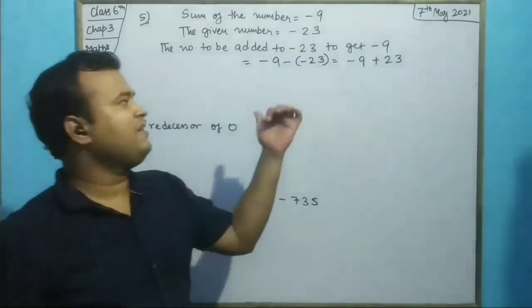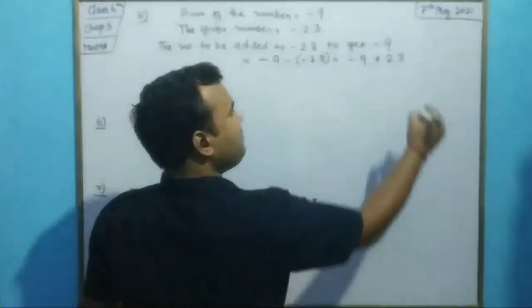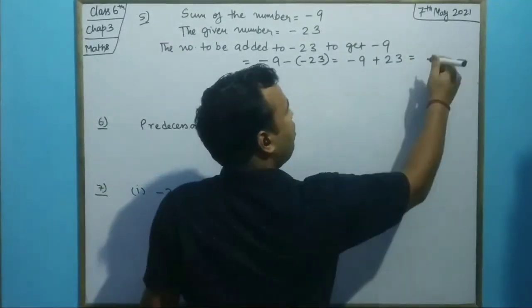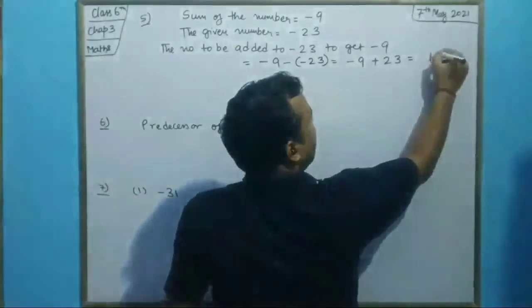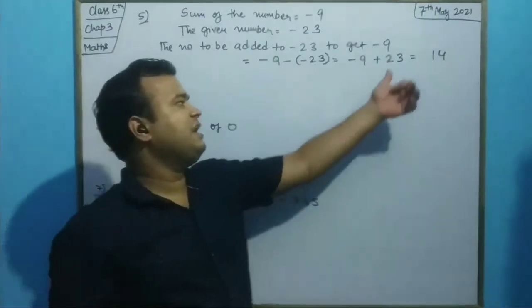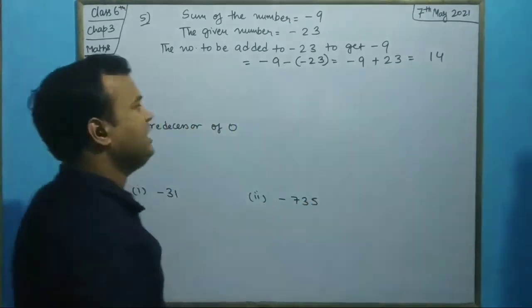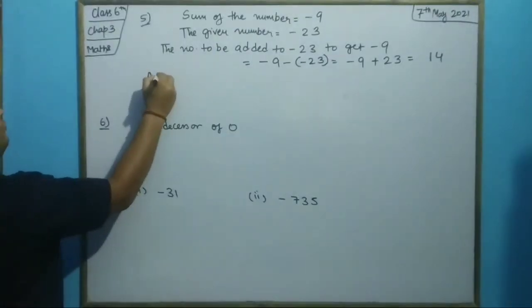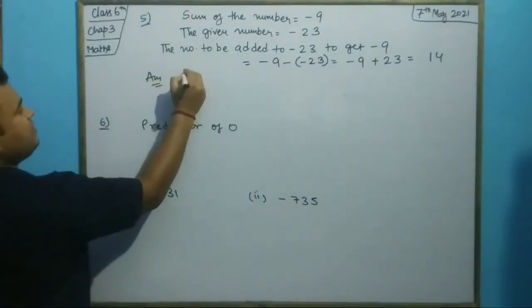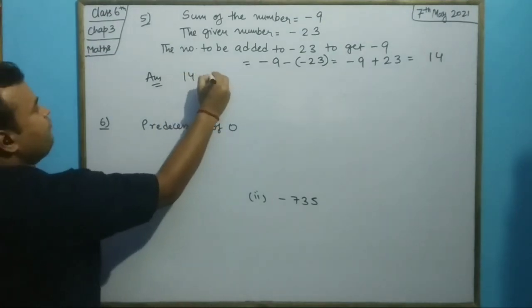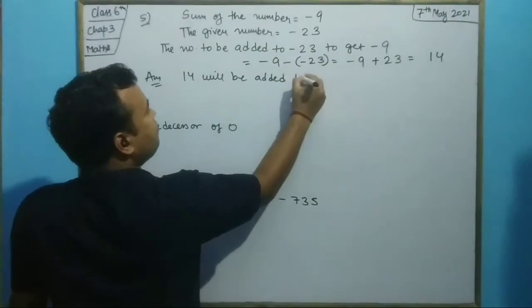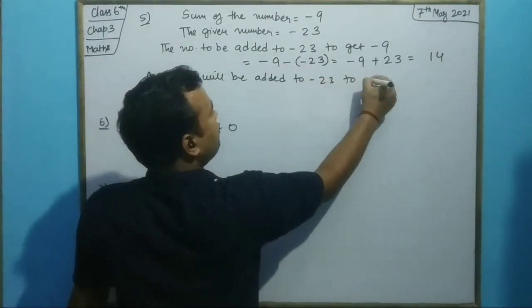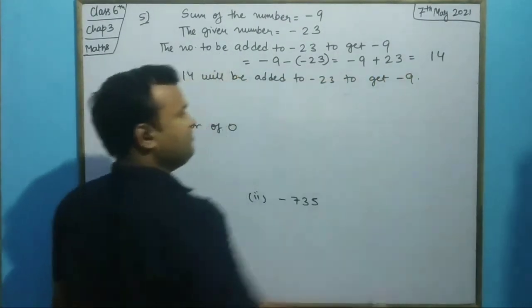Okay. Both numbers have different signs. Just subtract them. We will get 23 minus 9, which is 14. And the sign will be the sign of the greater number, that is plus. So 14 will be the number. So what will be the answer? The answer will be: 14 will be added to minus 23 to get minus 9. This is the final answer.